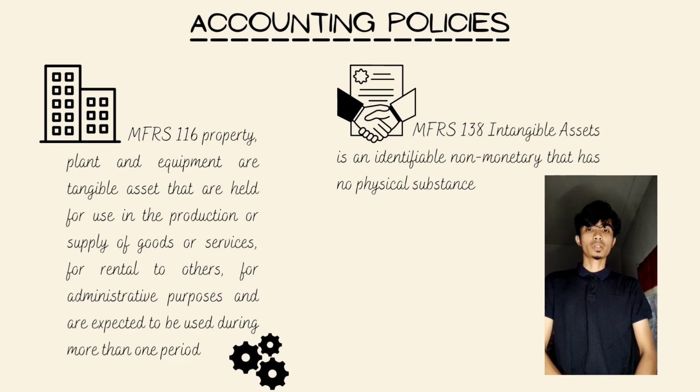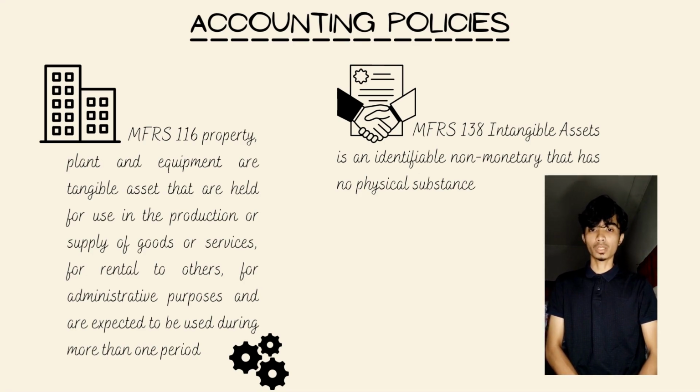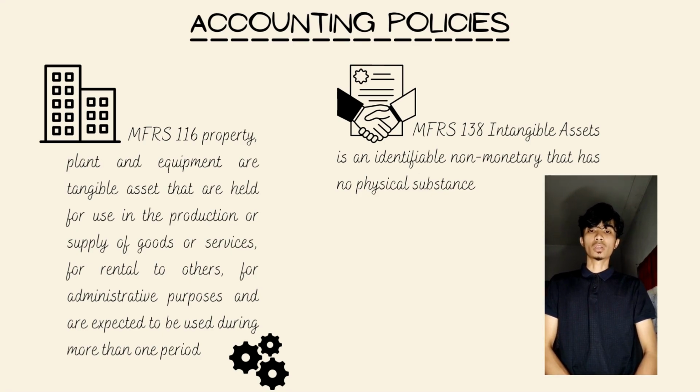For example, software. Software that does not form an integral part of the related hardware is treated as an intangible asset with finite life, and it is amortized over its estimated useful life of 3 to 5 years. And then operating right. Operating right relates to the exclusive right granted by a third party to operate and manage the park and ride facilities in Sunway. Operating right has finite useful life and is amortized over its estimated useful life of 30 years.